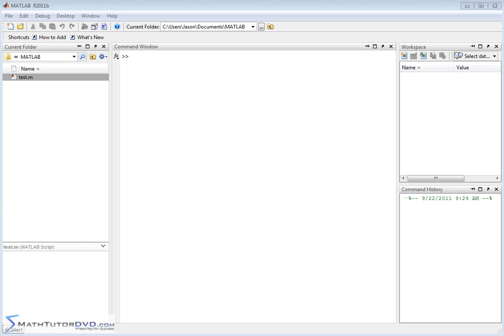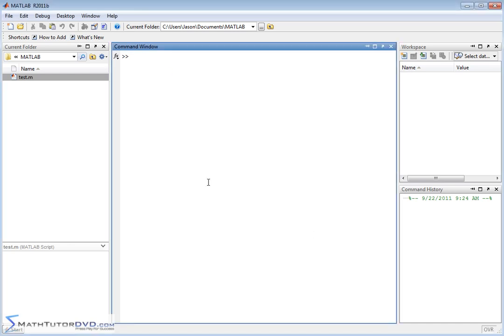Hello and welcome to this section of the MATLAB tutor. Here we're going to focus on scientific notation and how to use exponents in MATLAB, and we're going to roll this into sort of the order of operations and the basic arithmetic that we did in the last section.